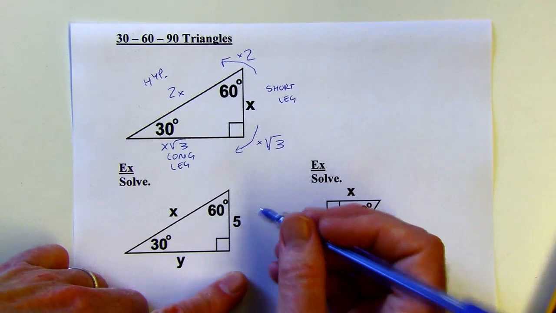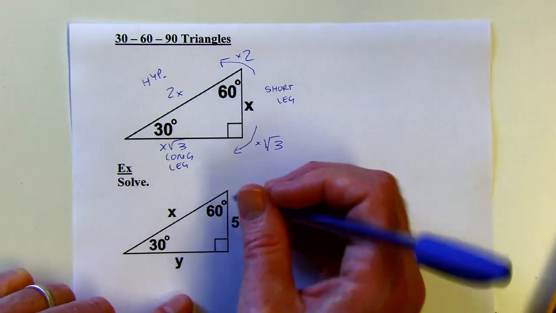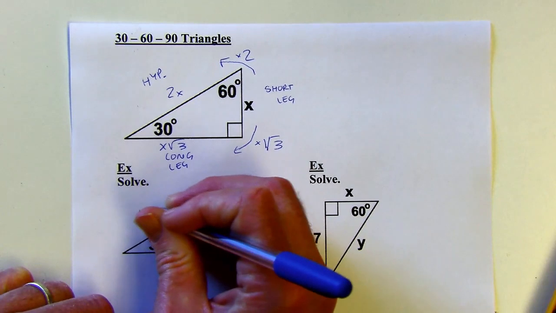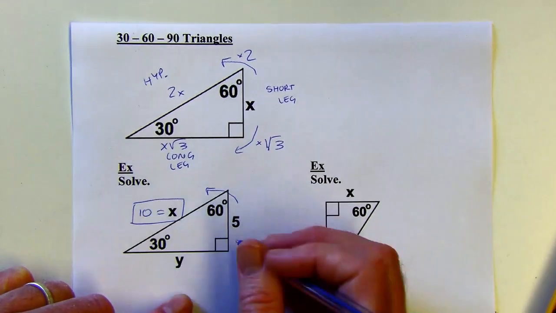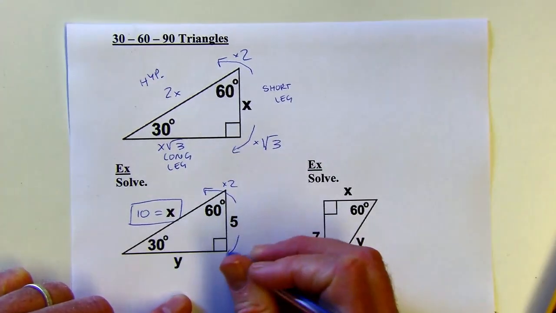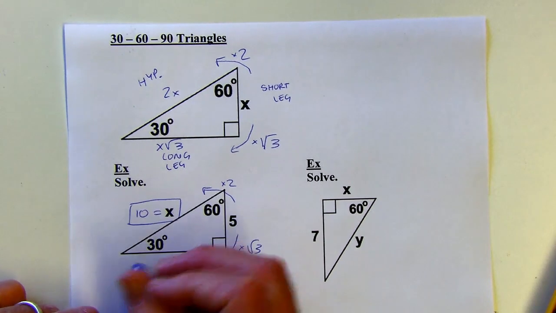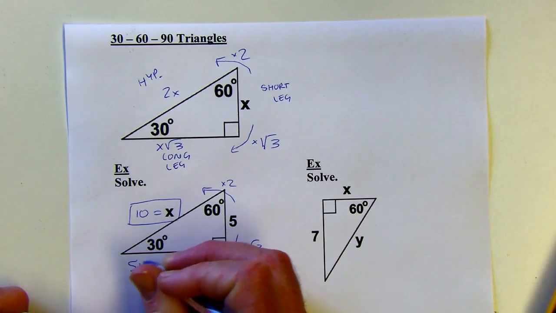Okay, so let's apply that then to this example. So, hey, short leg to hypotenuse, I'm doubling. So this is going to be 10 because it's 5 doubled. Okay, and then going short leg to long leg, multiply by root 3. So y here would be 5 root 3 then.